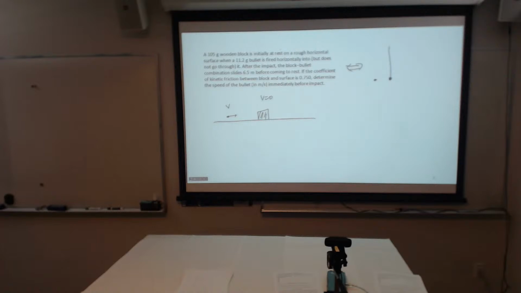You may have different numbers. It doesn't matter right now. And that's what you're looking for: how fast was it traveling? That was the original idea of the ballistic pendulum, to figure out how fast the bullet was traveling. Okay. What do we know? We know that they collided.